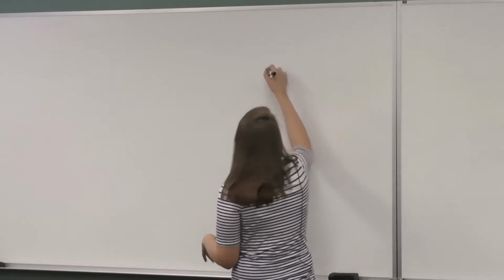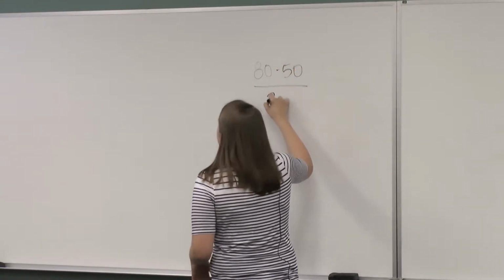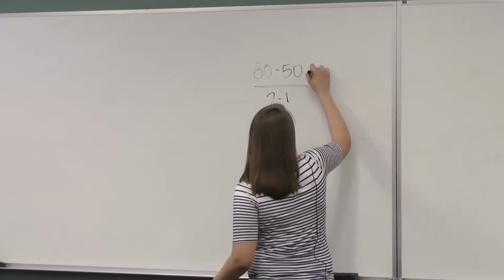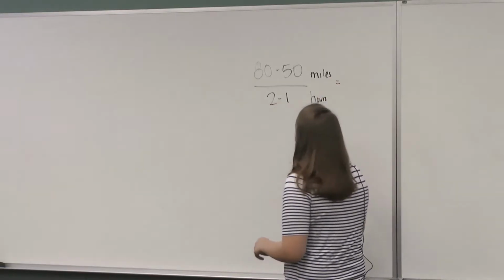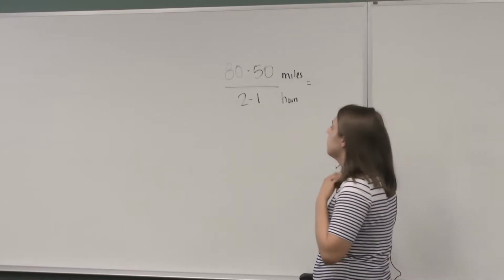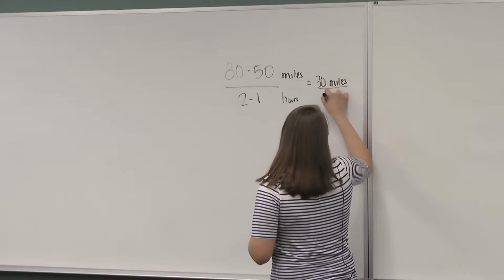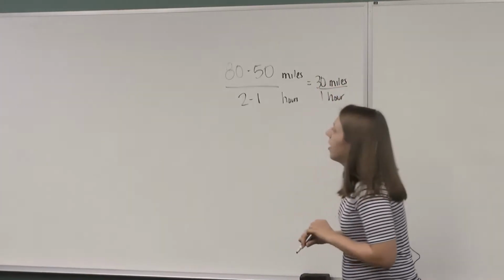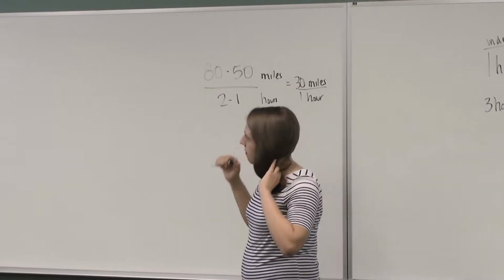Okay, can someone tell me what you would need to do? 80 minus 50 over 2 minus... Right, and so this is miles, and this is hours. Okay, so what would our rate of change from 1 hour to 2 hours be? Right. Okay, how about from 3 hours to 4 hours? What would our rate of change be?